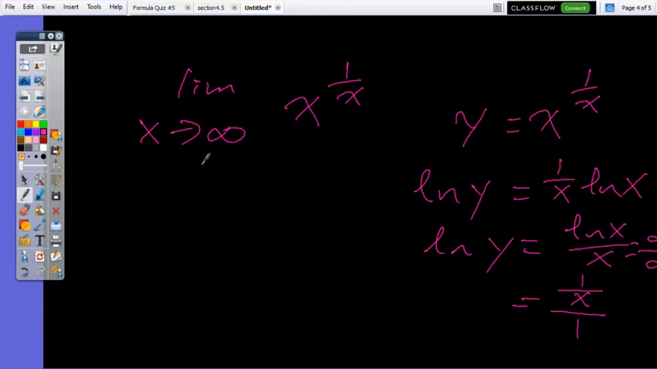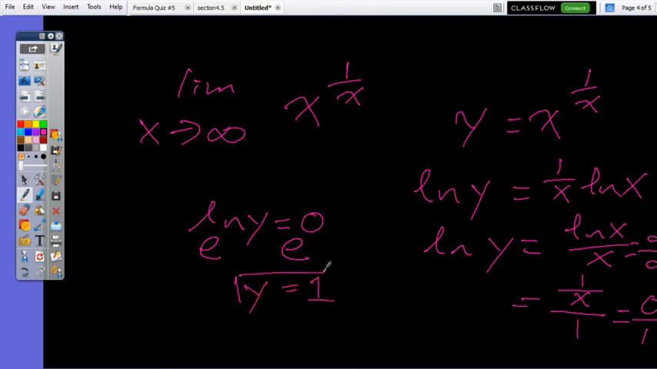And now from here we can plug in infinity one more time. So 1 over infinity, we have 0 over 1. That means the limit of natural log of y equals 0. And in order to get rid of that natural log, we can just take base e on both sides. So we get y equals 1. And that would be your limit when x goes to infinity.